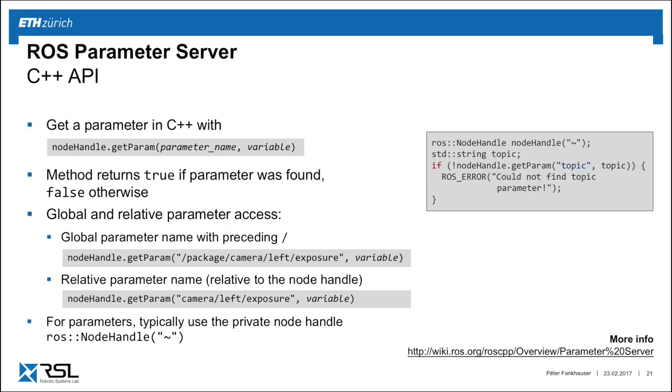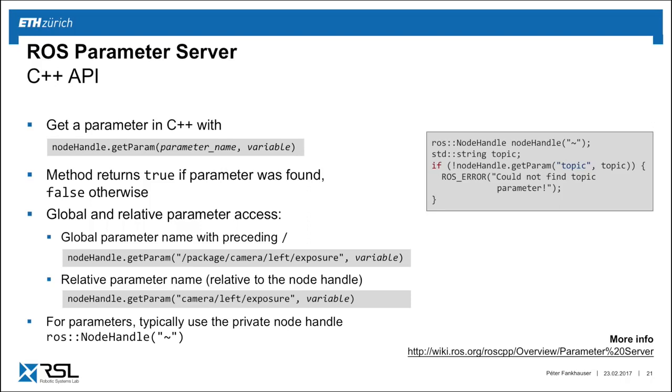And for parameters, if we use the ampersand, we can use the private node handle. So all the parameters that are stored on a server are clearly marked: these belong to this node. On the right-hand side, you see an example where we use the private node handle, and then we want to load a string. Let's say we want to load a topic name. So we create this topic string and then call node handle get parameter topic and load it into the topic.